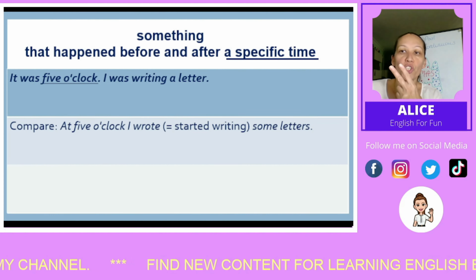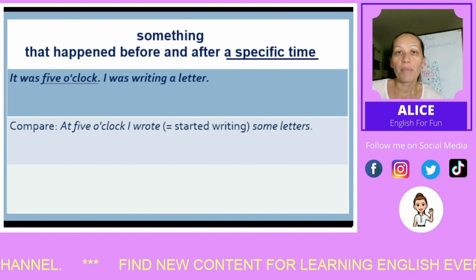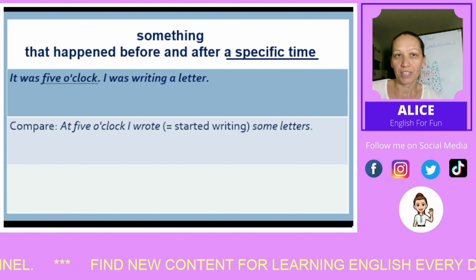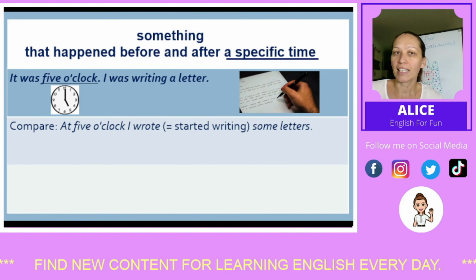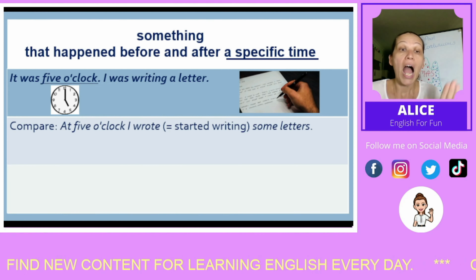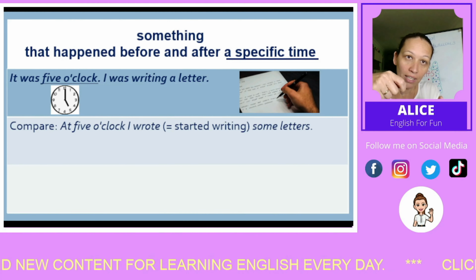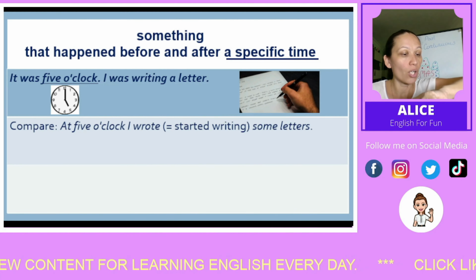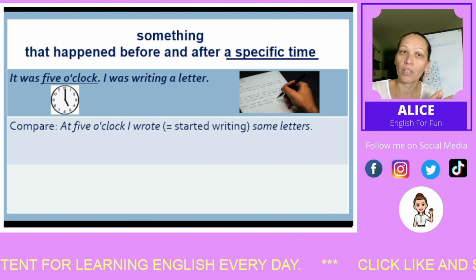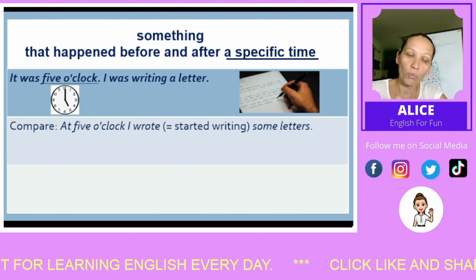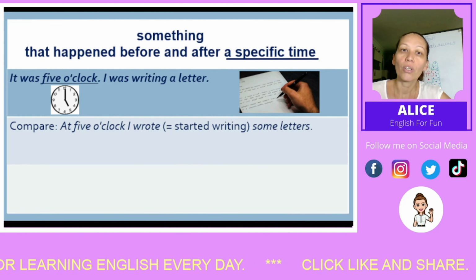The case number 2, something that happened before and after a specific time. It was 5 o'clock when I was writing a letter. What does it mean? That I was writing a letter, then I looked at my watch and I said, oh, it's 5 o'clock. So I started to write before 5. At 5 I was writing and I kept on writing.